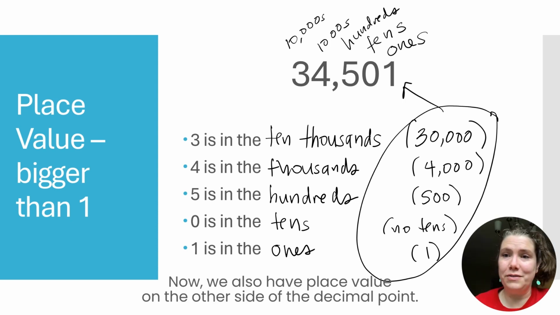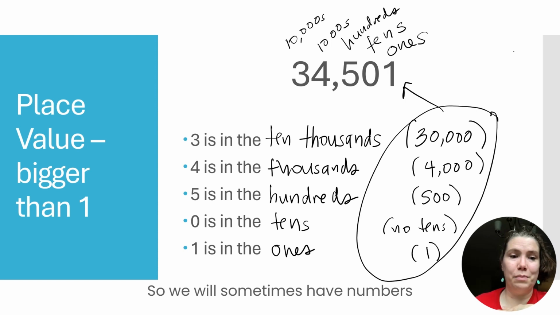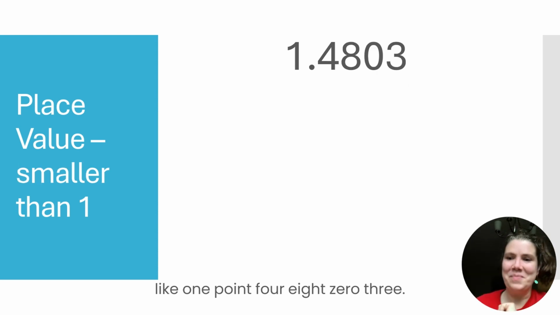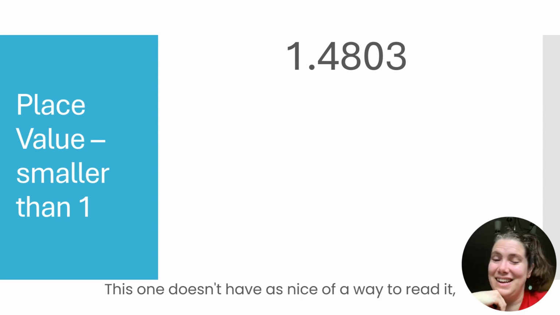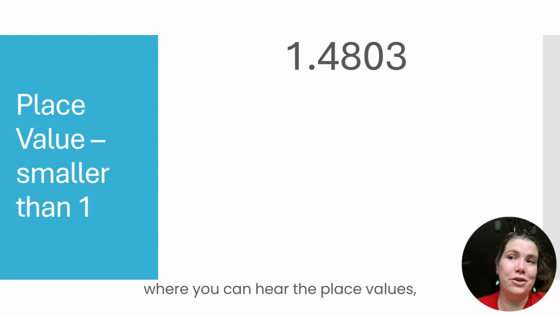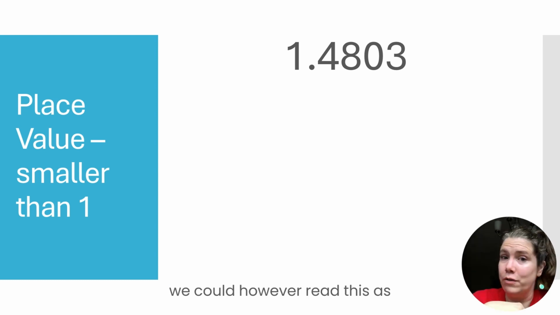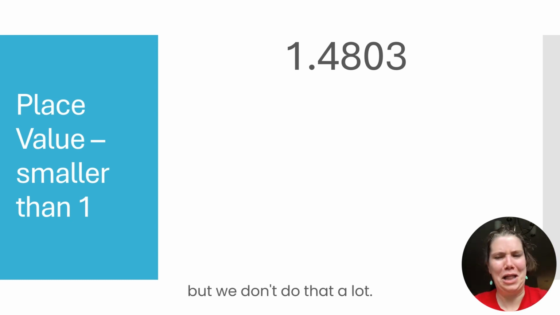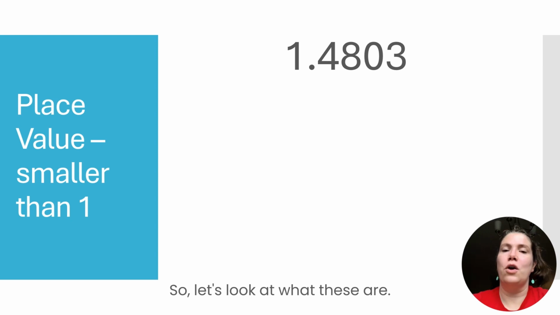Now, we also have place value on the other side of the decimal point. So we will sometimes have numbers like 1.4803. This one doesn't have as nice of a way to read it, where you can hear the place value. We could, however, read this as 1 and 4,803 10,000ths, but we don't do that a lot. So let's look at what these are.